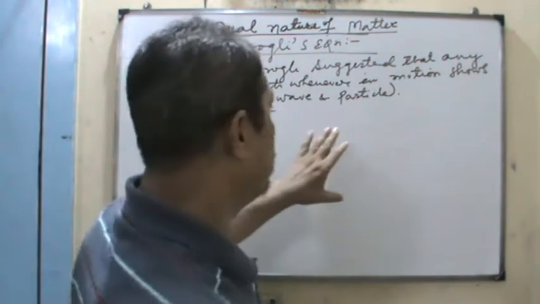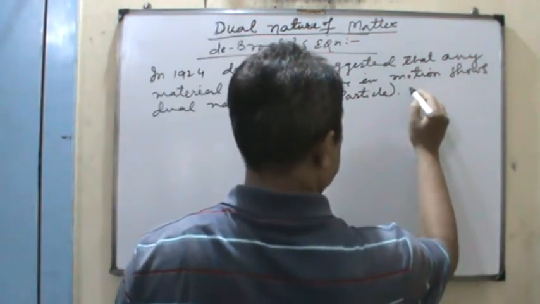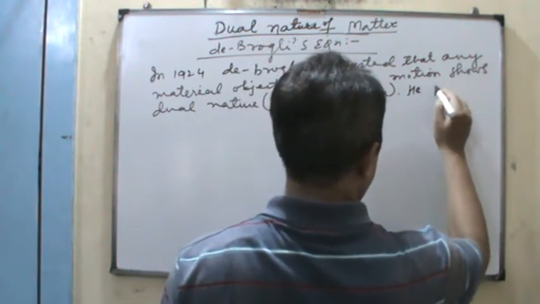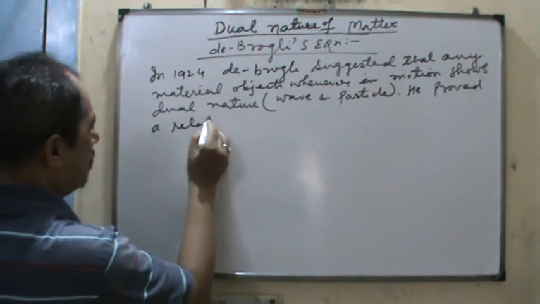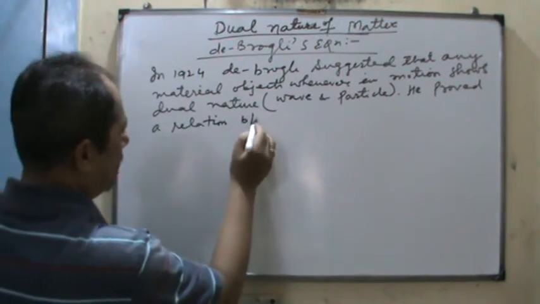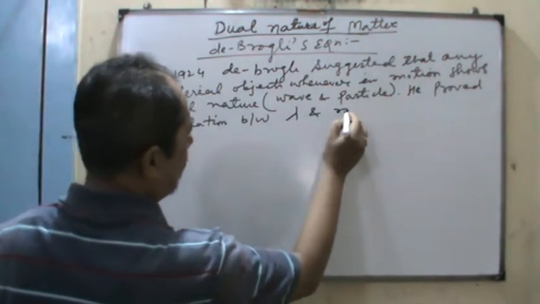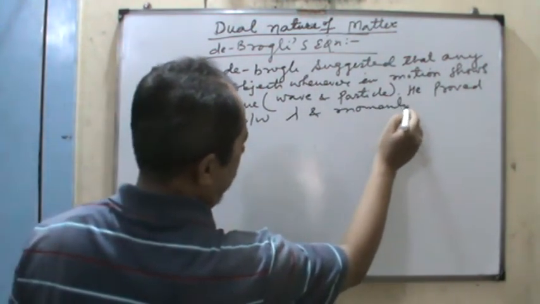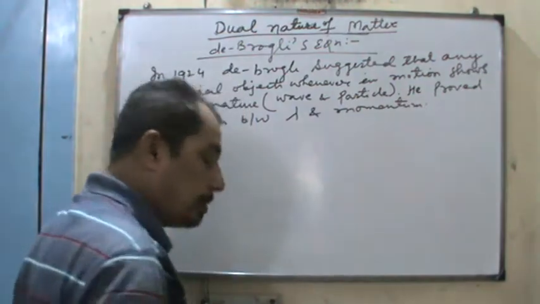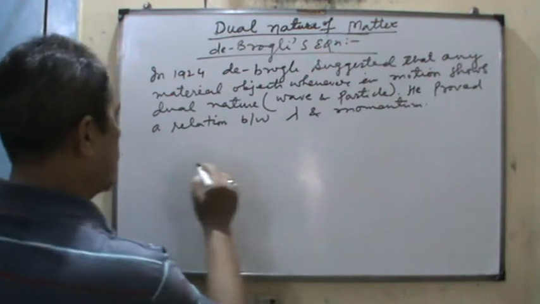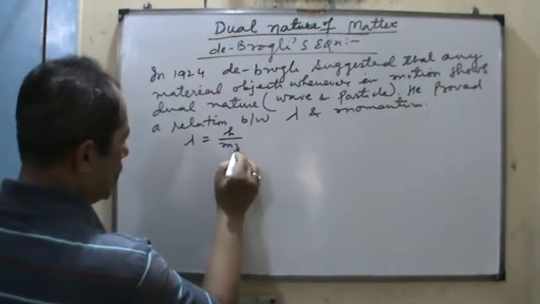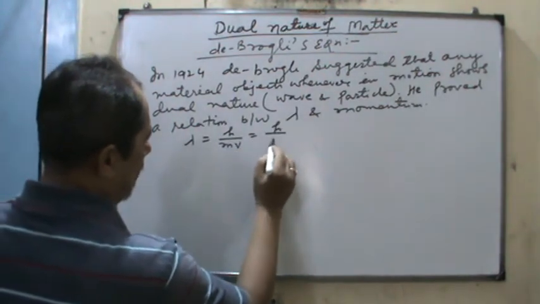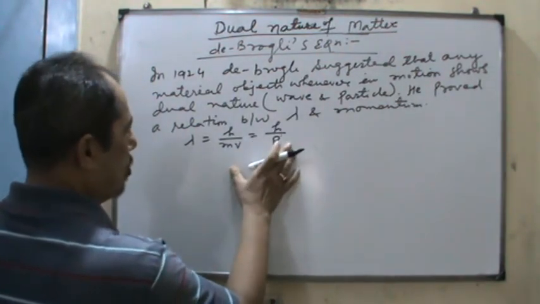Based on this, he established a relationship between the wavelength and the momentum of the moving object. As per the de-Broglie equation, the derived form is lambda is equal to h upon mv, or lambda is equal to h upon p. P is the momentum.